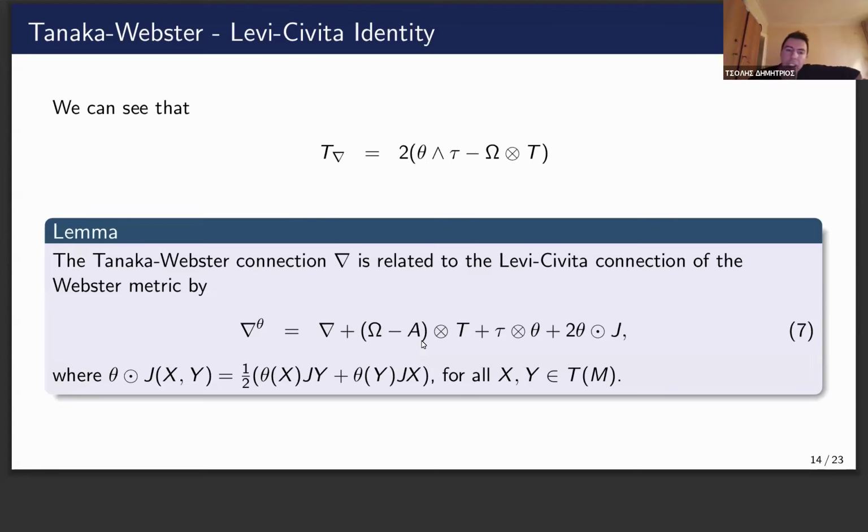Now, we can see that this identity is true. This torsion tensor is actually written like this: 2 times the contact form wedge the torsion, minus omega, where omega is just minus d theta, and theta is the contact form. So this is just plus d theta essentially, and that's the tensor product with the Reeb field. To see this, all we need to do is remind ourselves of the definition of the torsion. This comes very easily from the definition, so it's not something difficult to see.